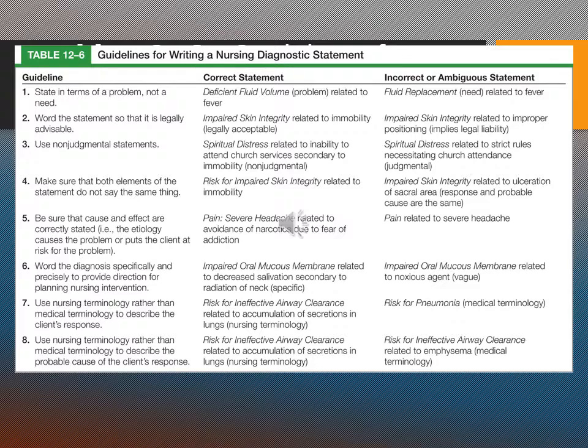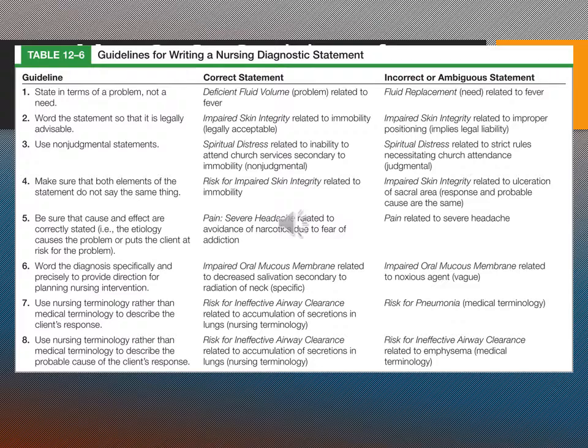Fluid deficit is a problem related to fever. Now, if we said fluid replacement, that's a need. That's something we're going to do as an intervention. So that would be an incorrect or ambiguous statement. We're going to word the statement so it's legally advisable. Impaired skin integrity related to immobility is legally acceptable.